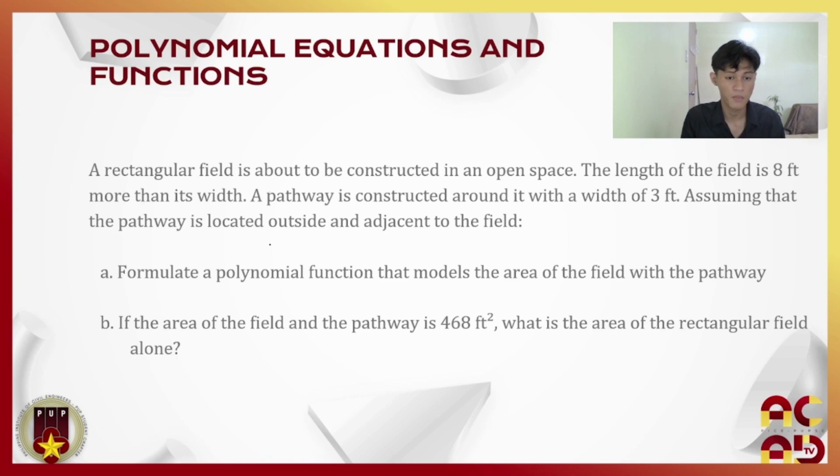A rectangular field is about to be constructed in an open space. The length of the field is 8 feet more than its width. A pathway is constructed around it with a width of 3 feet, assuming that the pathway is located outside and adjacent to the field. Formulate a polynomial function that models the area of the field with the pathway. And if the area of the field and the pathway is 468 feet squared, what is the area of the rectangular field alone? So I think i-illustrate muna natin itong word problem na to in order for us to solve this.